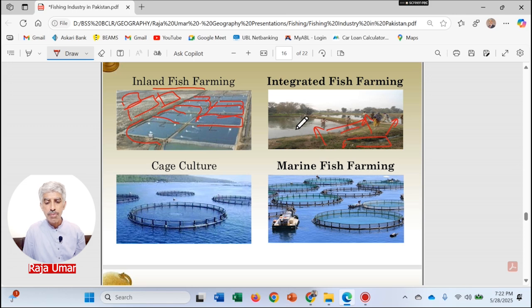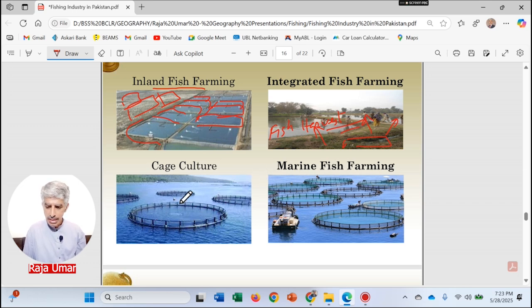This is what we call the fish harvest. When the fish grows to such an extent that it is ready to be caught and sold into the market, that is known as fish harvest. Just like when the crop is fully ripened and it is harvested and thrashed, and then the grains are collected to be sold into the market.